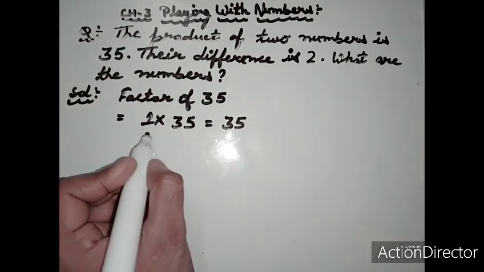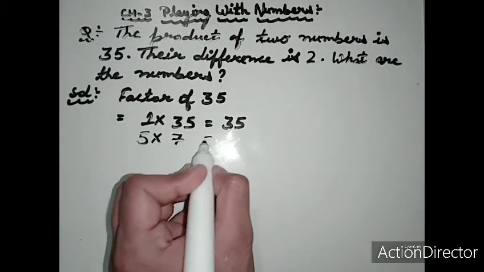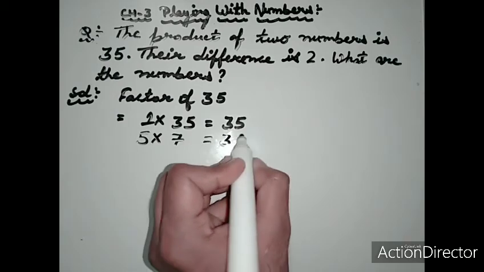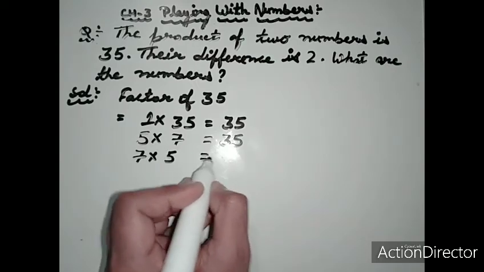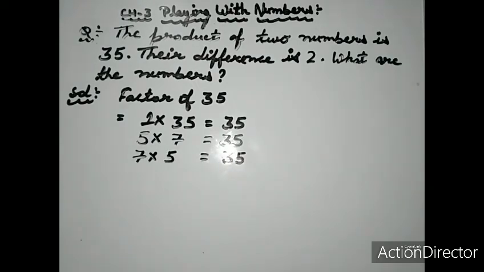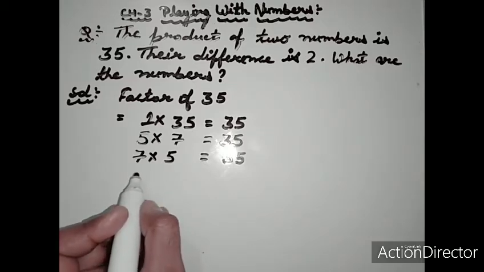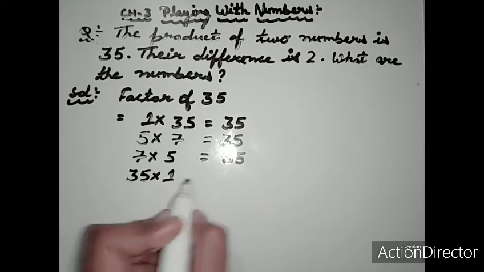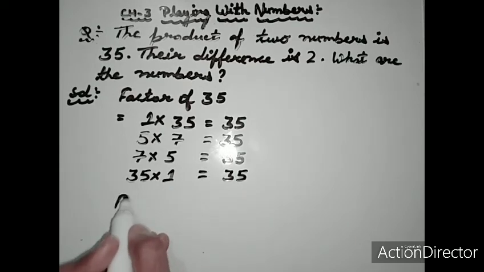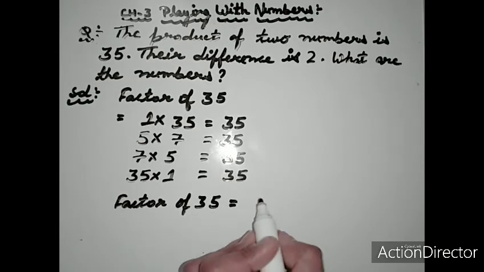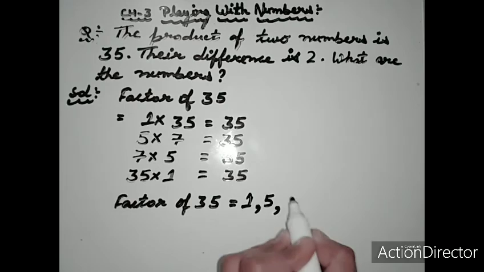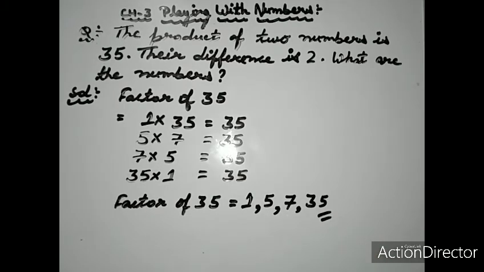Yes. 5 multiplied by 7 gives product 35. 5 7s are 35. Now 6? No. 7? Yes. 7 5s are 35. Now any other number which multiplied by another number gives product 35? No. So only 35 multiplied by 1 gives 35. So now the factors of 35 are 1, 5, 7 and 35.